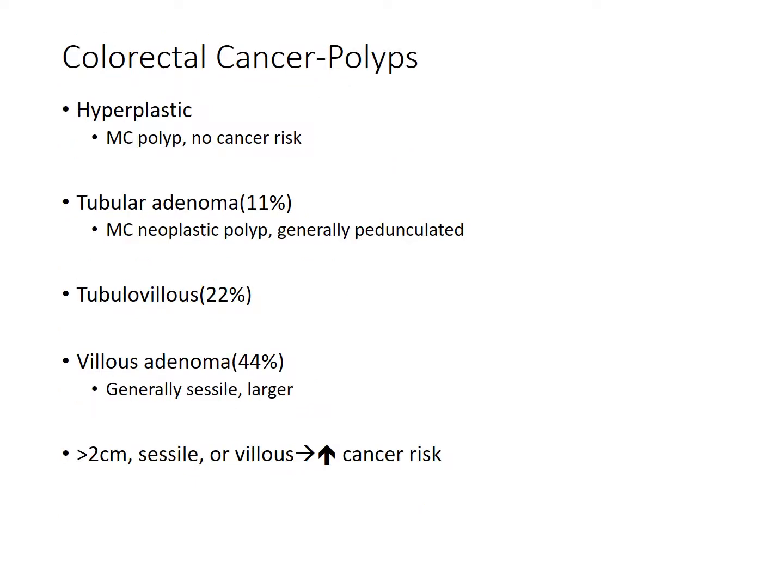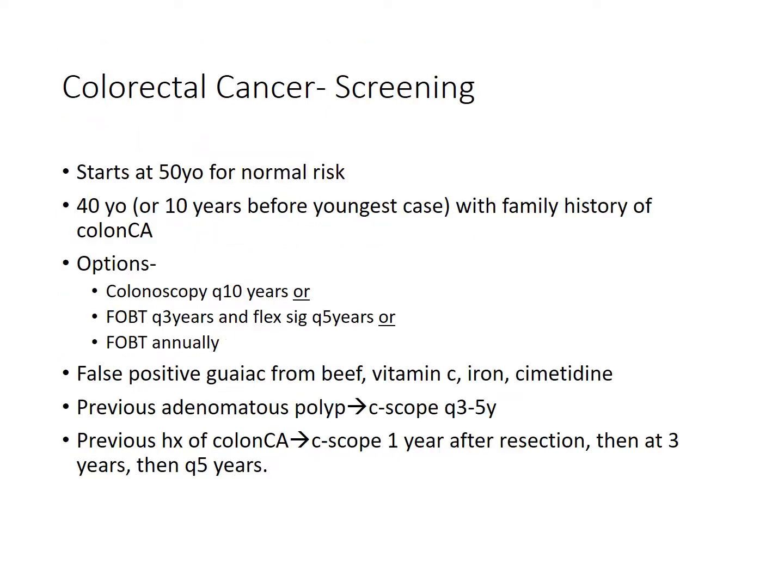Polyps, hyperplastic, is the most common polyp. Doesn't carry any significant cancer risk. Tubular adenomas have about an 11% risk. It's the most common neoplastic polyp. Then you have your tubulovillous. Villous adenomas are the most likely to progress to carcinoma. They're generally sessile. In general, anything greater than 2 centimeters, sessile or villous, is going to be worrisome for cancer.